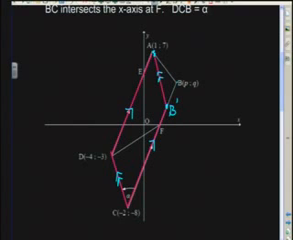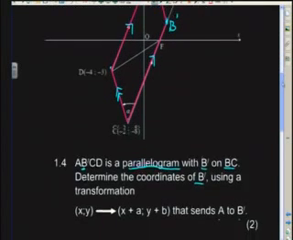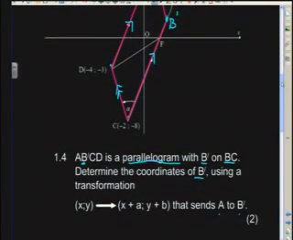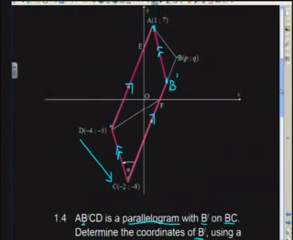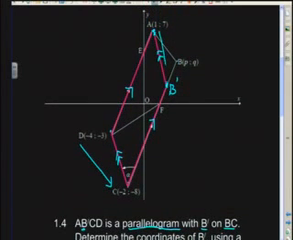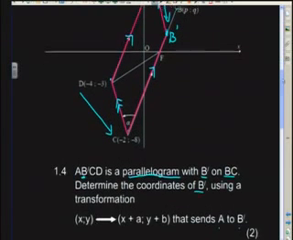Okay, so that means they're equidistant. So the distance from A to B is going to be the same as the distance from C to D. What I'm getting at is if we can work out the transformation that will move D to C, we can then use the same transformation to get us from A to B. Okay, so let's see what happens.